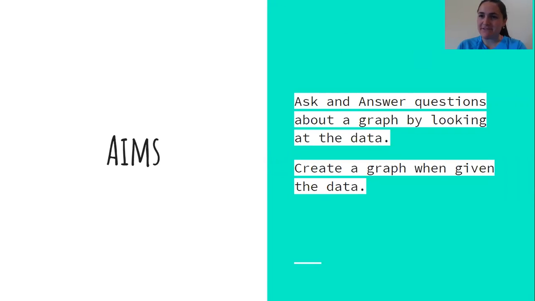So the aims for this lesson are: I can ask and answer questions about a graph by looking at the data. The second aim is: I can create a graph when given the data.